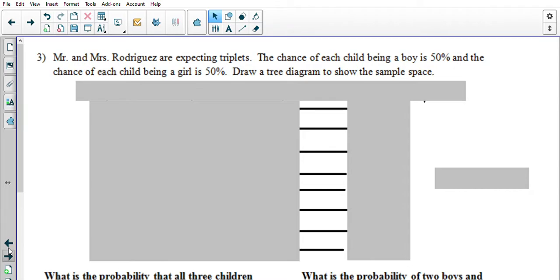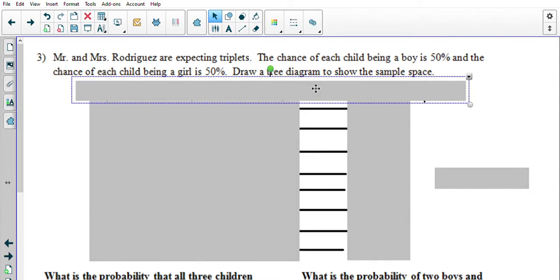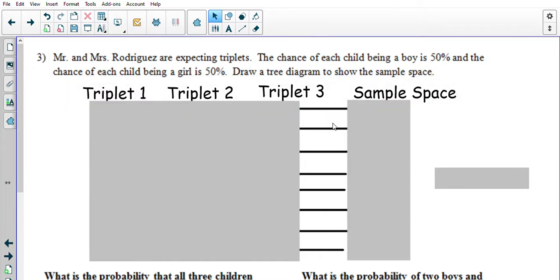So you talked about something similar to this in science when you did your genetics unit. You probably did some Punnett squares and things like that. So this is not unusual for you to have seen at some point, but maybe not in the form of a tree diagram. But a Punnett square is essentially one kind of tree diagram.